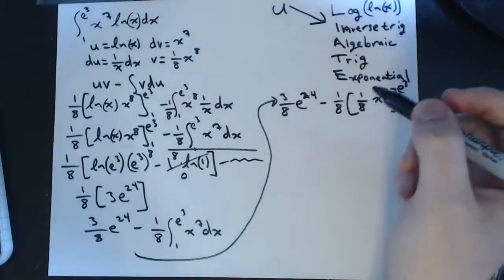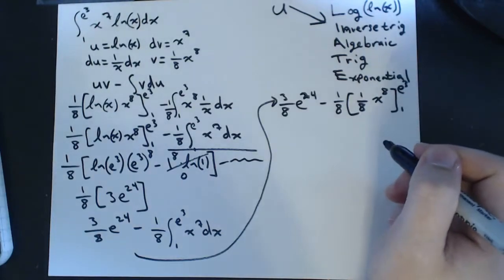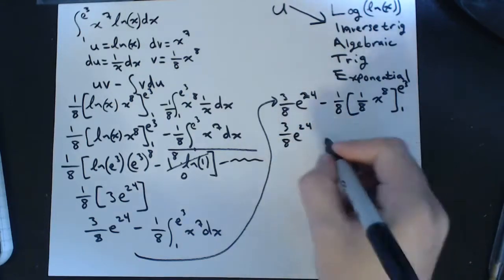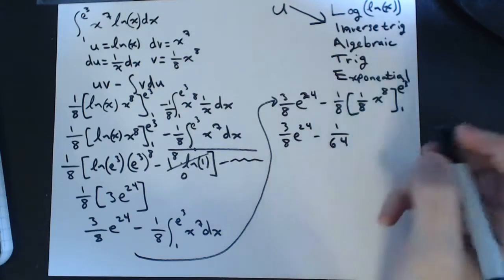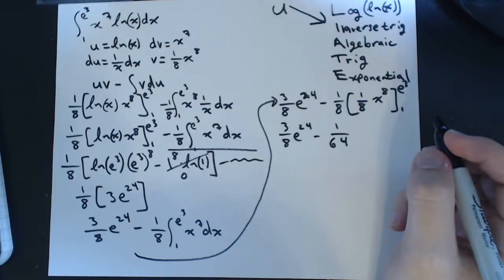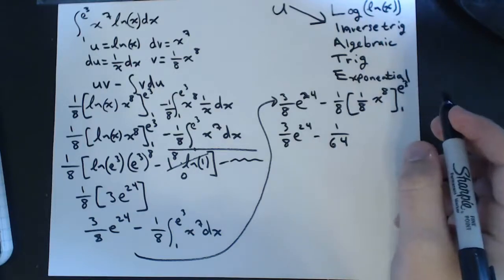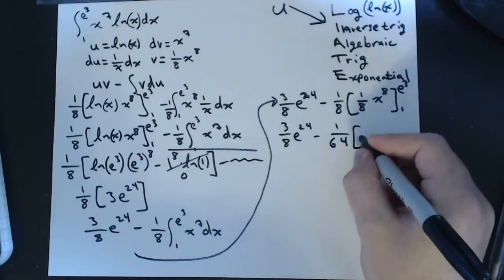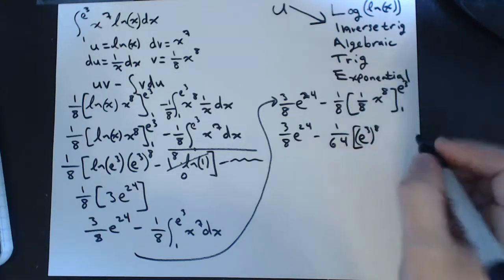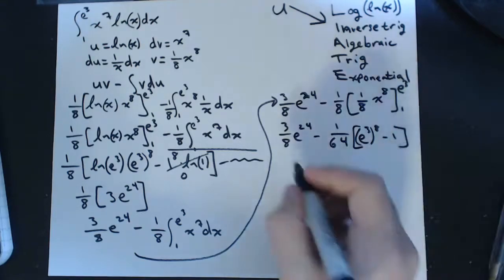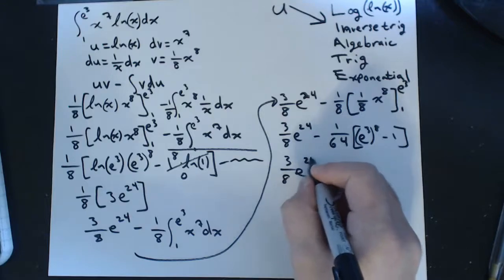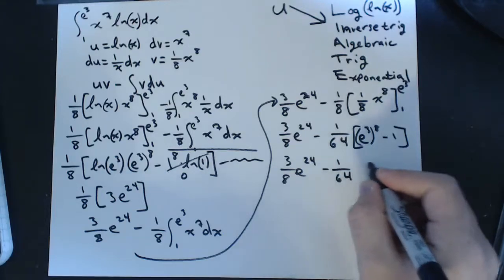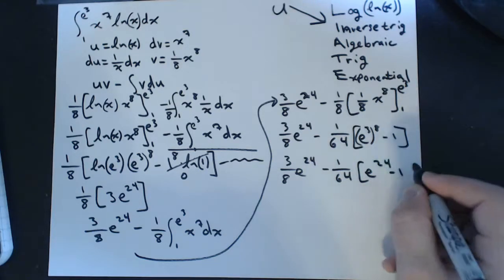So at this point now, we're just going to finish this, write it out, and simplify a little bit here. So we've got 3/8 e to the 24th minus, this is going to become 1/64. And we're going to do x to the 8th, so I'll write that full thing out. This is going to be 1/64, we got e to the 3rd to the 8th again, minus 1. So you got 3/8 e to the 24th minus 1/64 times e to the 24th minus 1.